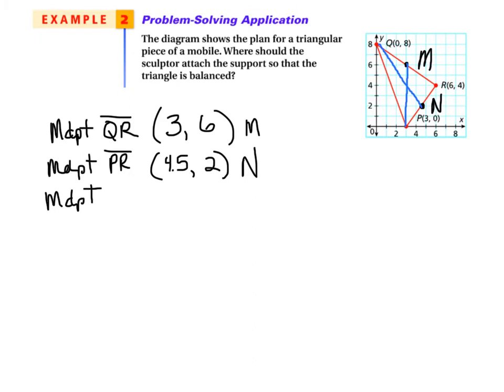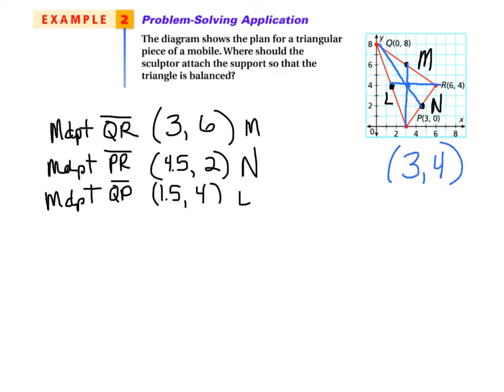Midpoint of QP. So we do 0 plus 3, and half of that is 1.5. And then 8 plus 0, half of that is 4. So 1.5, 4. And let's call that L. If I connected that, there are all 3 points meeting at our centroid. Now, it looks pretty easy. It looks like it's all meeting at 3, 4.